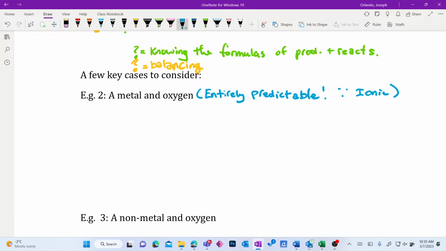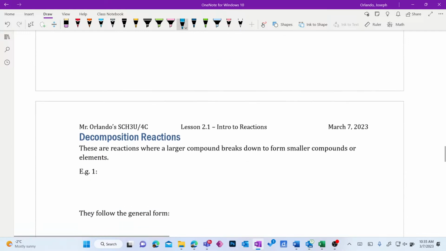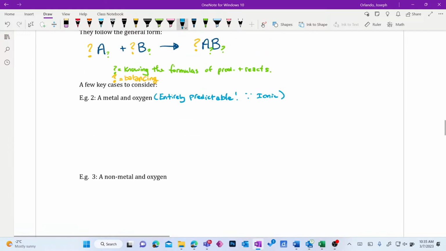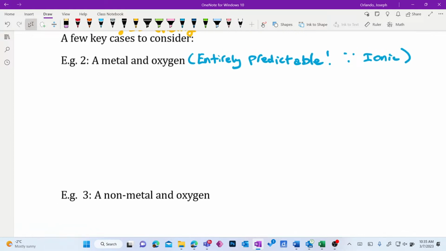Right? Because a metal and oxygen will make an ionic compound, this is going to be entirely predictable. So this is very, very, very easy to work with if you do a metal and oxygen.